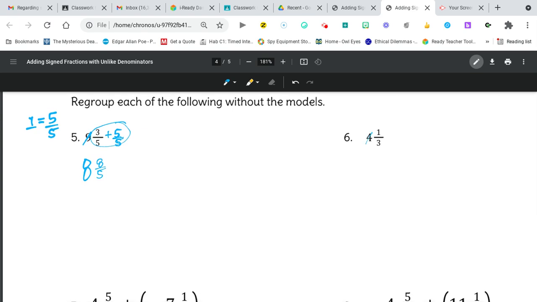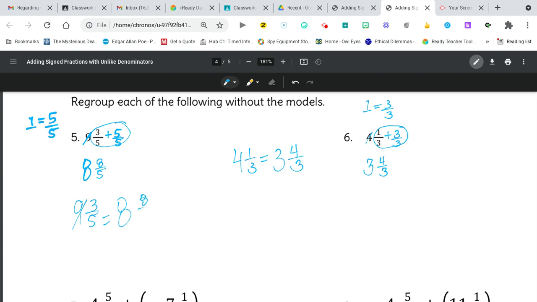Okay, let's go here. I'm going to take 1 from the 4, making it a 3. But this is in terms of thirds. So that 1 that I borrow is the same as 3 over 3. So now, all I do is add that 1 that I borrowed from the 4 to the 1/3, making it 4/3. So if I regroup 4 and 1/3, it becomes 3 and 4/3. If I regroup 9 and 3/5, it becomes 8 and 8/5.